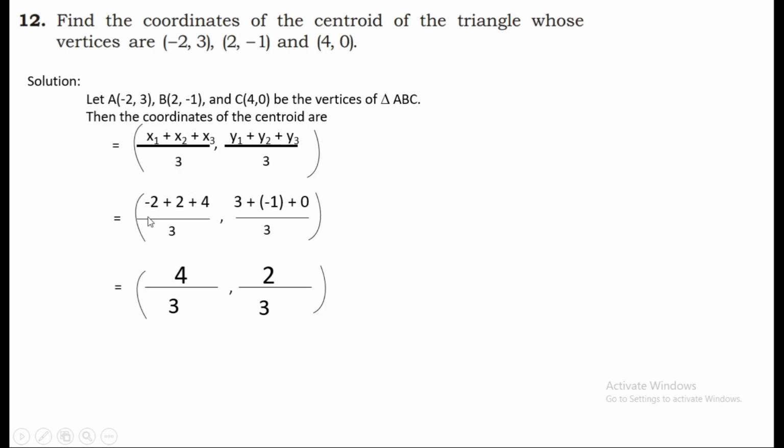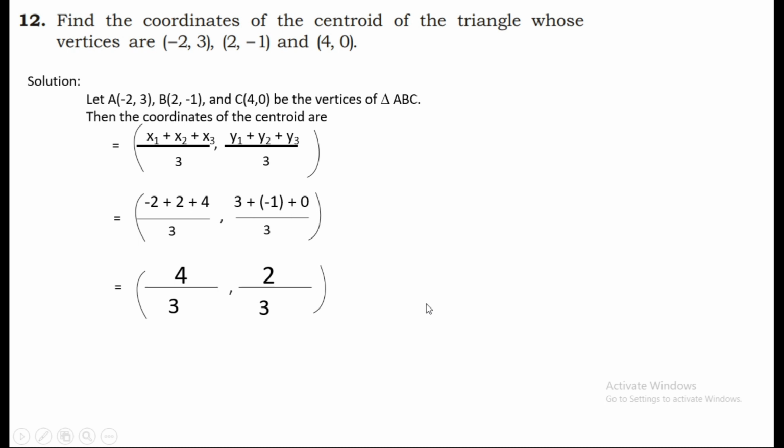Okay. So then if you calculate this, 4 plus 2 is 6, 6 minus 2 is 4 by 3, and 3 plus minus will be minus, so 3 minus 1 is 2. So it will not be 0, 3 minus 1 is 2. So 2 by 3. So these are the coordinates of the centroid.